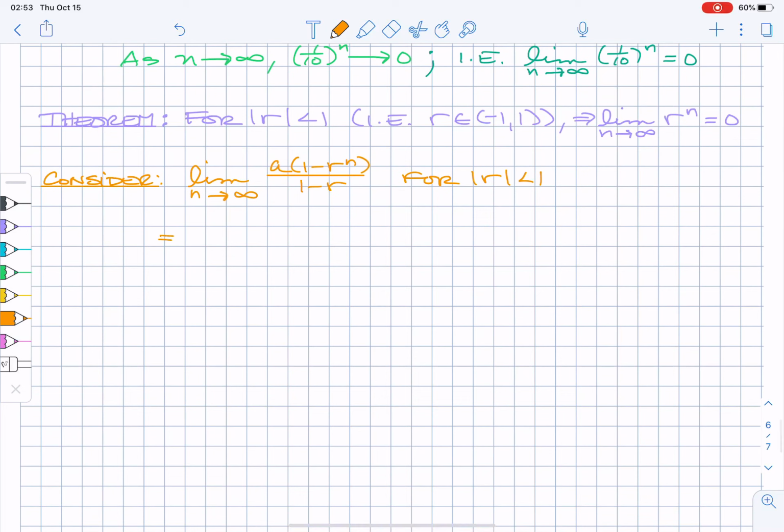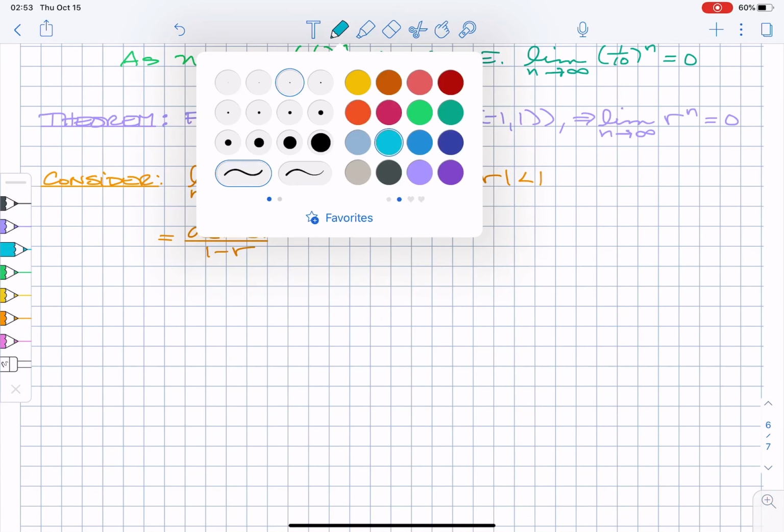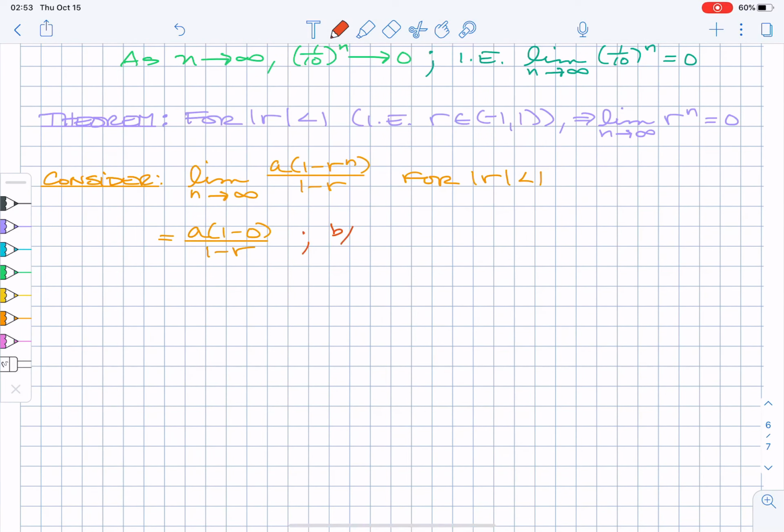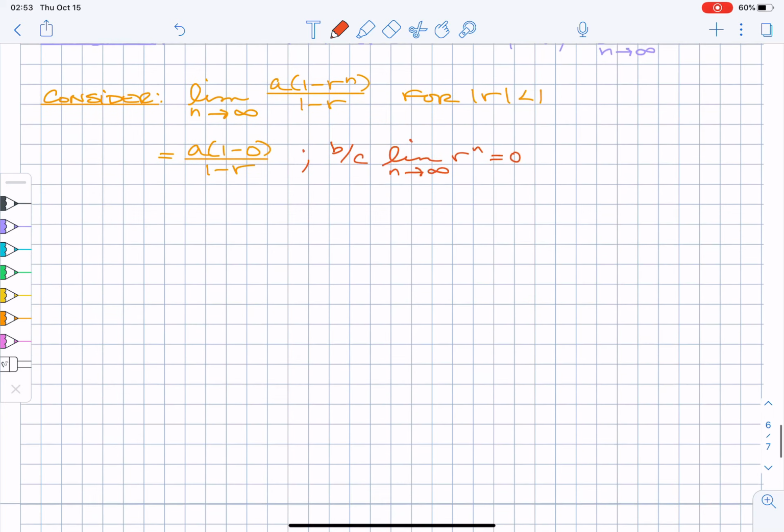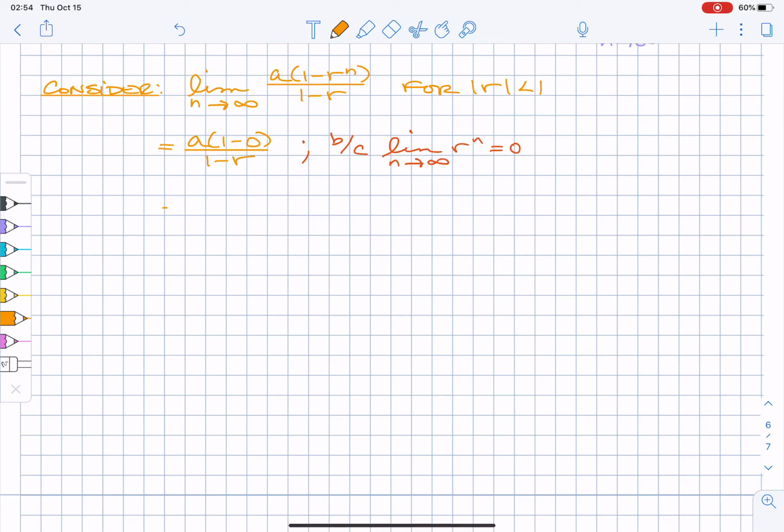Well, this is going to be equal to, let me just write it here. This is just going to be equal to a times 1 minus 0 over 1 minus r, because the limit as n becomes infinite of r to the n is 0. So this term goes to 0, right? So what is that? That's just a times 1.